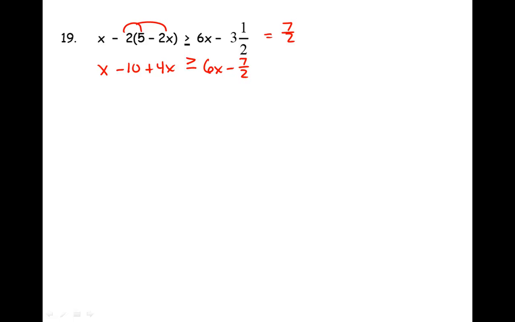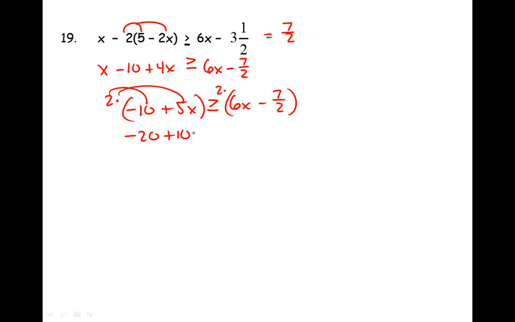On the left side, I'm going to go ahead and combine like terms. So I have negative 10 plus 5x. And because we don't really like to deal with fractions, we can get rid of the fractions by multiplying everything by the LCD. The LCD in this case is 2. So multiply everything by 2. 2 times negative 10 is negative 20. And then when I multiply the 2 on the right side, I get 12x minus 7.